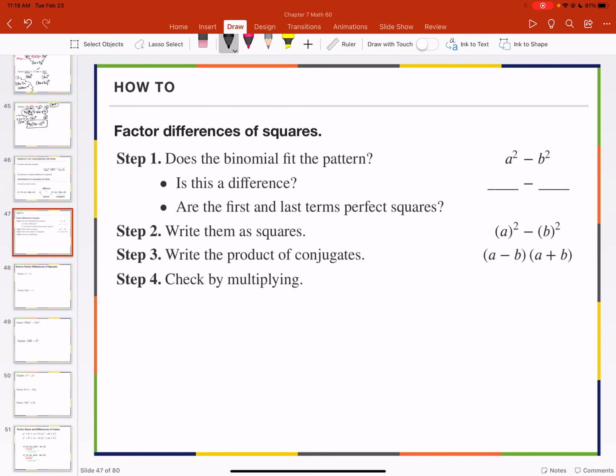Let's go ahead and ask, what are the steps? Does the binomial fit this pattern, a squared minus b squared? Is this a difference? Make sure that there's a minus. And are the first and the last terms perfect squares? If so, you just basically go a squared, a minus b, a plus b.